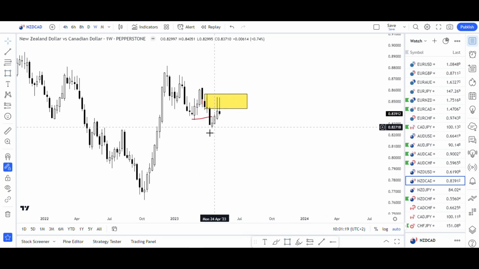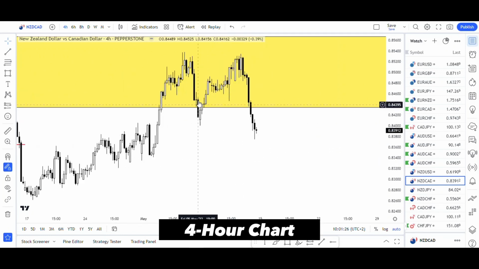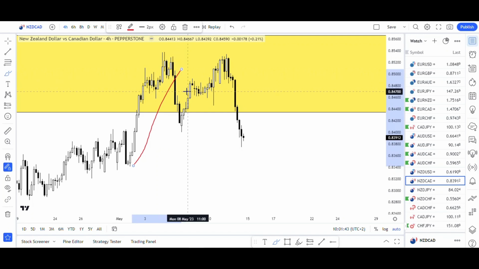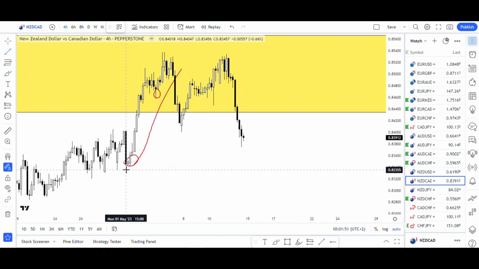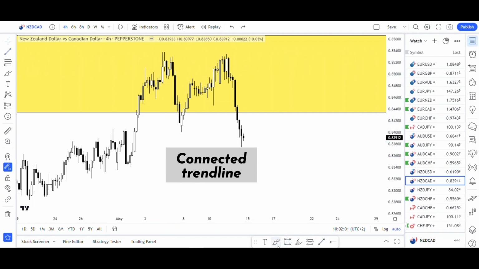So that's a weekly chart. So we went down to the 4-hour chart, and on that 4-hour chart, this previous move was so strong, so we had these two bellies, belly 1 and belly 2. So what we did actually, we just connected these two bellies with a trend line here.